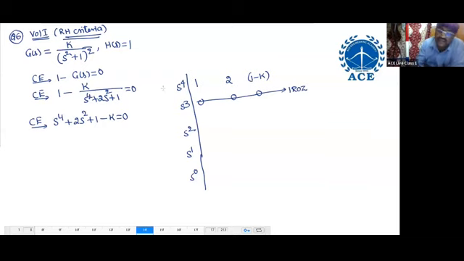Now what happened? This is S power 4, this is S square, this is S power 0. This is 4, this is 4, this is 0. Whenever a row of 0 occurs, the system may be marginally stable or it may be unstable. So what is the condition for marginal stability? Remember, only one row of 0 and all are positive, then all the poles lie on the imaginary axis, and the system is marginally stable. I told it very clearly.